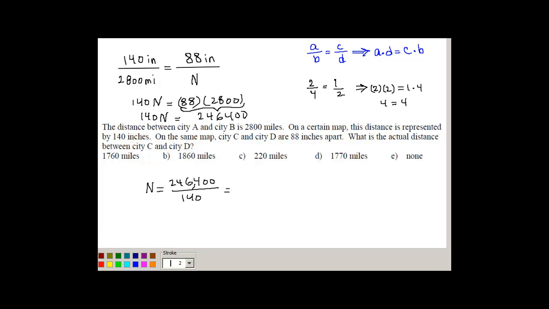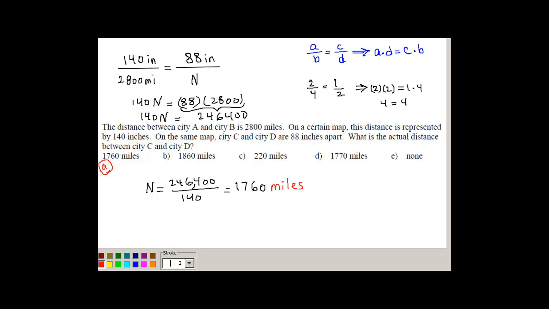Okay, what is that equal to? It is equal to 1760. Okay, don't forget to include the unit always. It would be 1760 what? What's the unit? Miles? Very good. So the A is the right choice here.